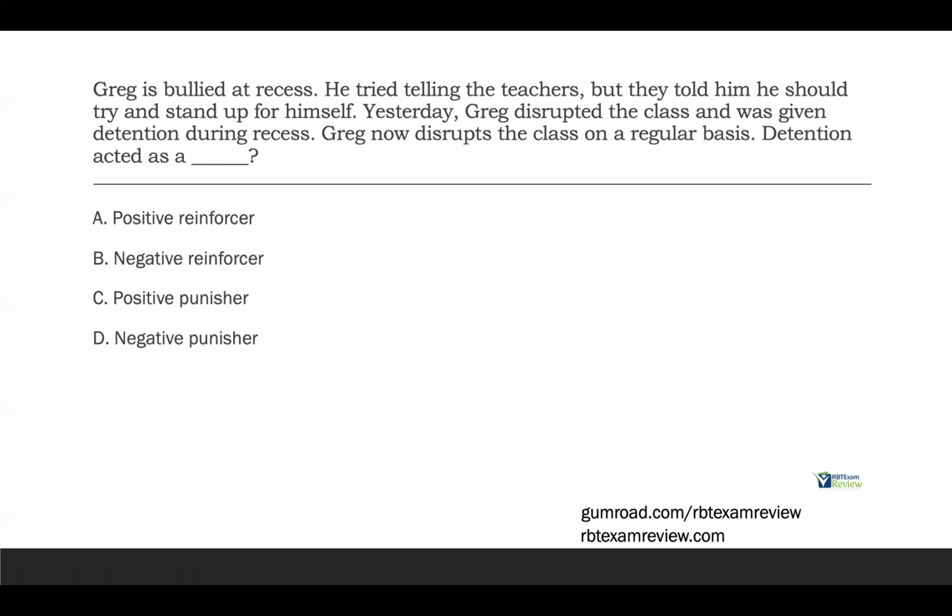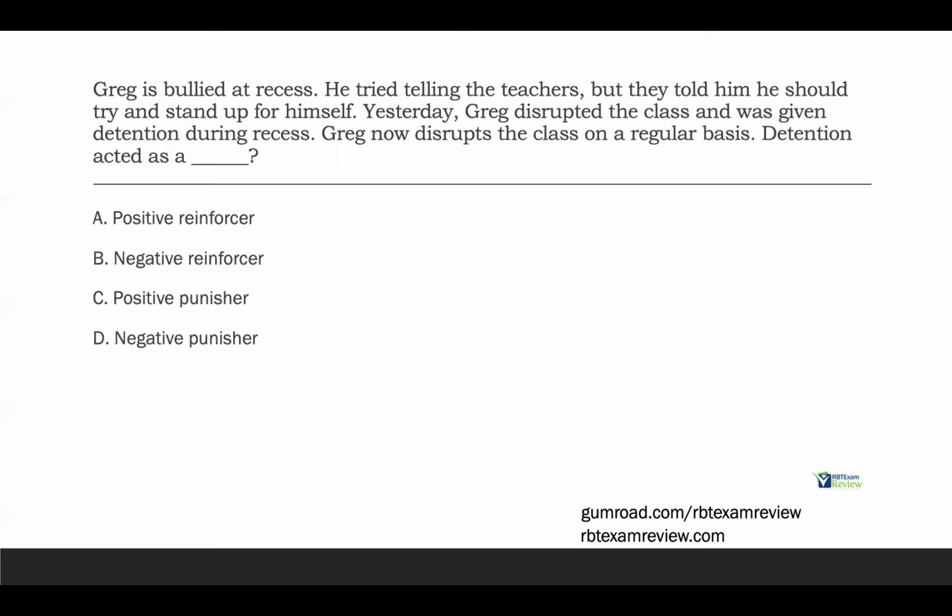Greg is bullied at recess. He tried telling the teachers, but they told him he should try and stand up for himself. Yesterday, Greg disrupted the class and was given detention during recess. Greg now disrupts the class on a regular basis. Detention acted as a what?